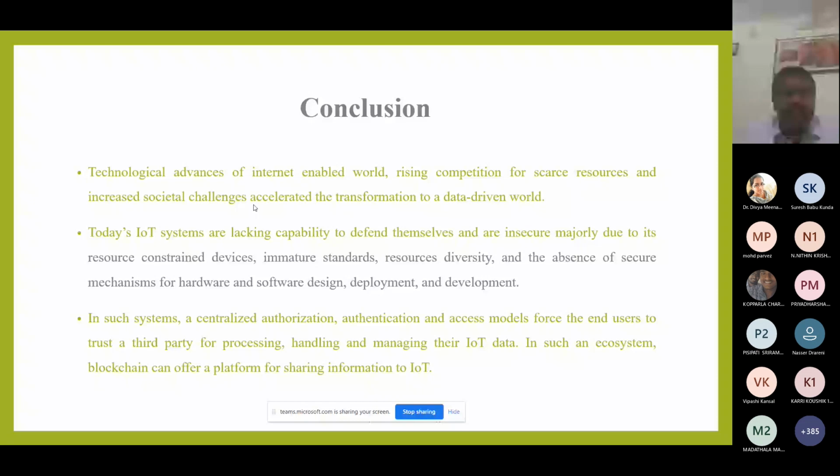Blockchain is something that can secure data, and that can enable you to share data amongst users in a secure manner. So much data is being generated by today's IoT systems, so this data needs to be safeguarded. And these IoT systems lack the capability to defend themselves because of their resource constrained nature. We have sensors, and these sensors are energy constrained and resource constrained. Also there are immature standards, resource diversity, and absence of security mechanisms for hardware and software design, deployment and development. So these are some of the reasons why IoT is vulnerable. And blockchain has the potential to upgrade the security features of IoT. Being a decentralized system, blockchain can enhance the security of IoT and smart cities.